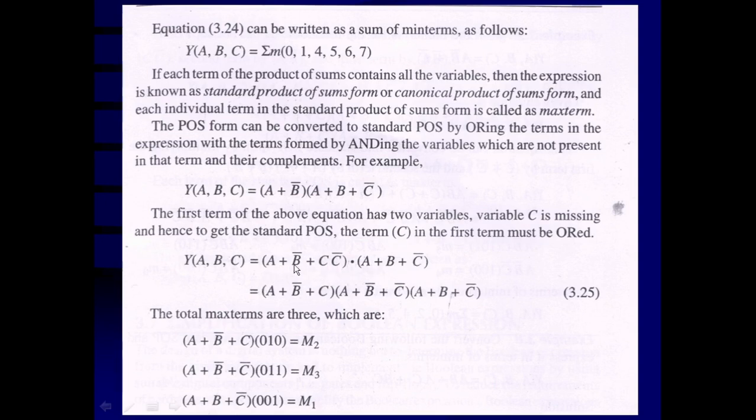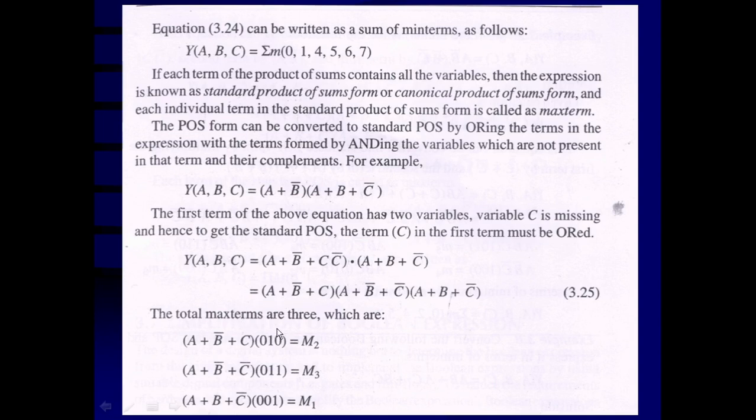This can be expanded like this in two terms, a plus b bar plus c into a plus b bar plus c bar, like this, into a plus b plus c bar as it is. Now these three OR terms contain all the three variables, and hence it is called standard product of sums form or canonical product of sums form, that is equation 3.25. Now each term is known as a max term.